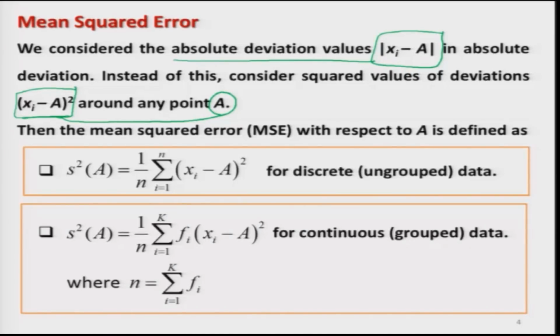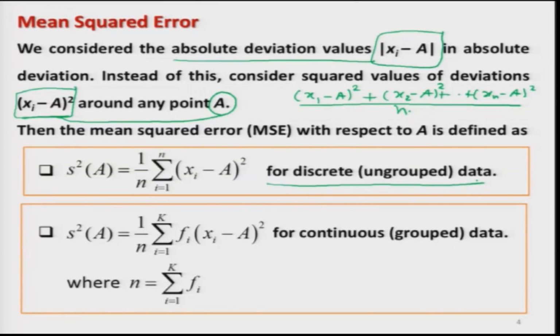Now, I will try to obtain this quantity for each and every observation, say x1 minus a whole square, x2 minus a whole square, and up to xn minus a whole square. And then I will take the arithmetic mean of all these values. Once I do it, in the case of ungrouped data, discrete variable, this quantity is denoted like this. You can see here this is the same quantity that I have given here.